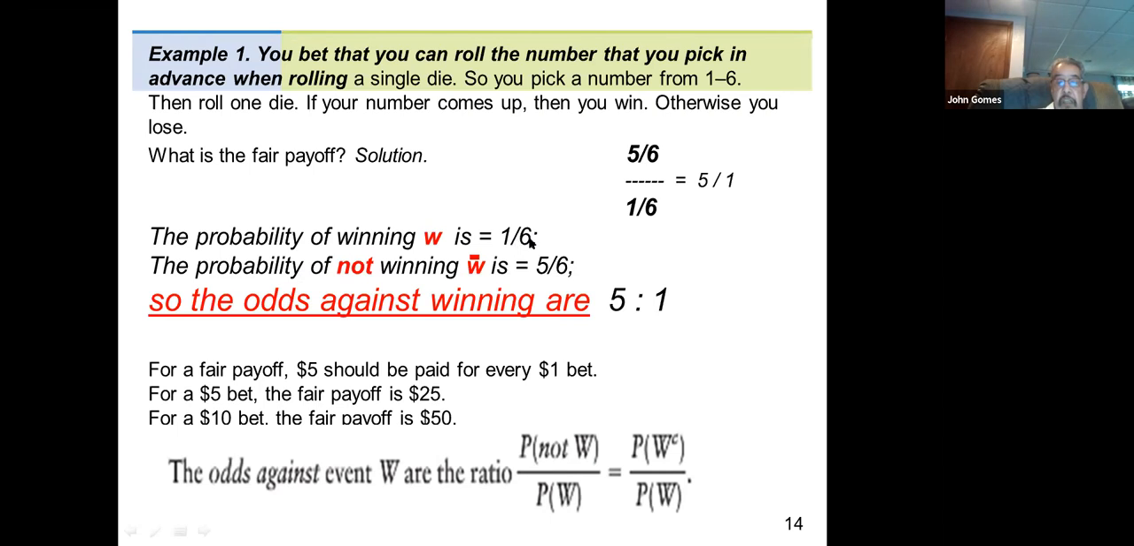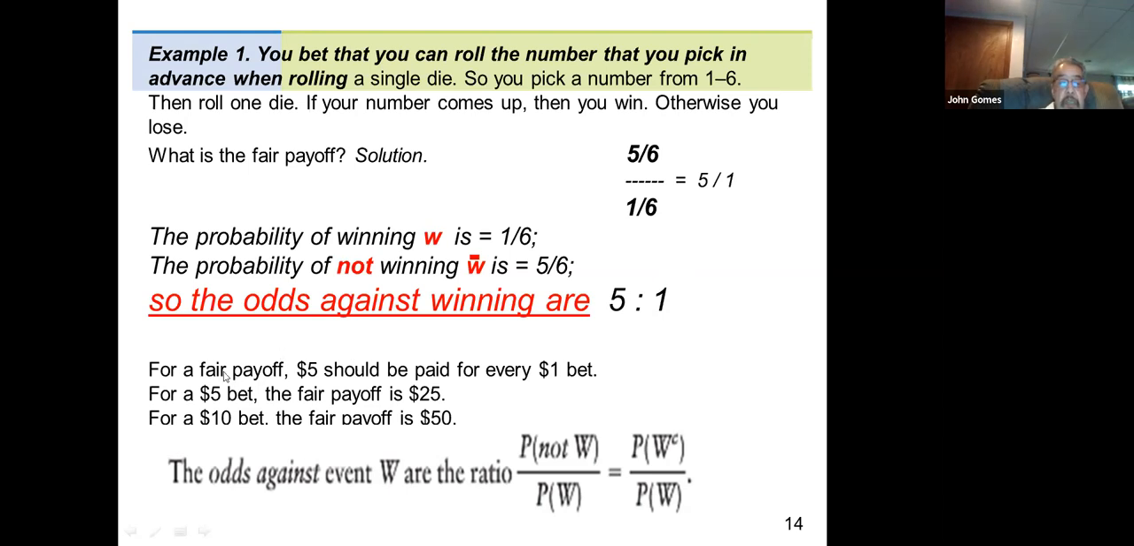You have a 1 chance in 6 of winning because there's only one number that you're going to pick out of a total of 6. And then there's 5 numbers on the die that aren't your number. So you have 5 ways of getting a wrong number. So to find the odds against winning is the probability of not winning, which is 5/6, divided by the probability that you do win, 1/6. If you remember your division, you multiply by the reciprocal of 1/6. But the long and the short of it is the denominators cancel out, leaving you a ratio of 5 to 1. And 5 to 1 can be written as 5:1.